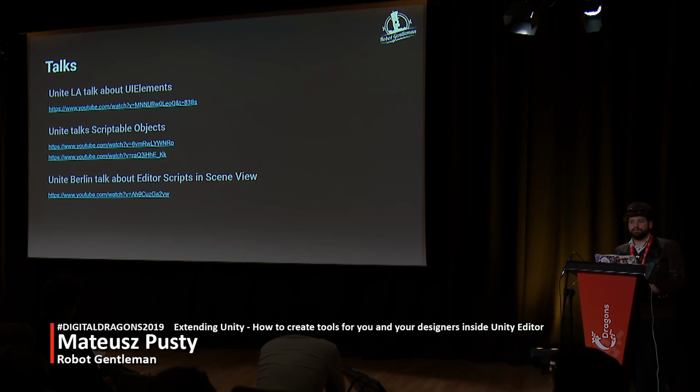The scriptable object talks are very good if you want to base your architecture on scriptable objects, so you don't store data in mono behaviors. You can use it for everything, actually. And if you want to create some nice tools for your scene view, like a transform tool that spawns particles every time you press an arrow, the talk from Unite Berlin will be excellent for you.